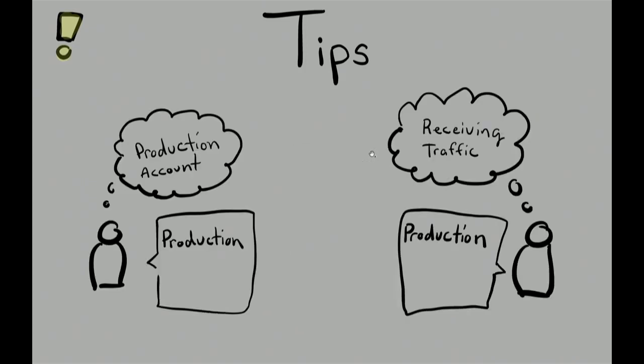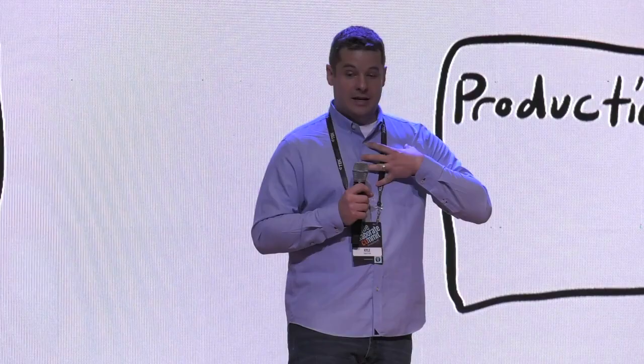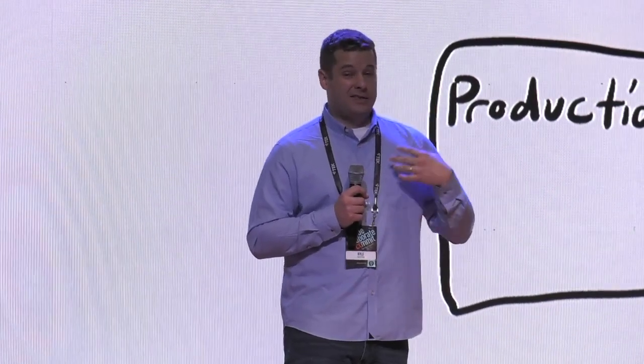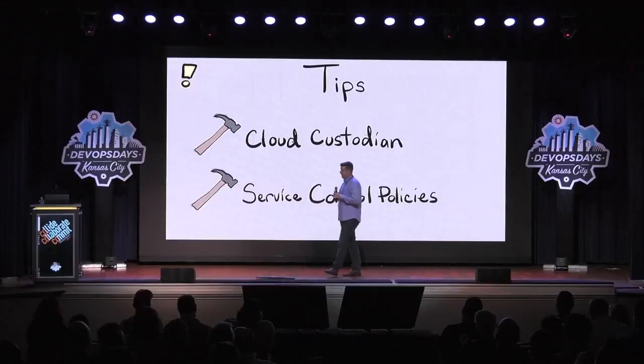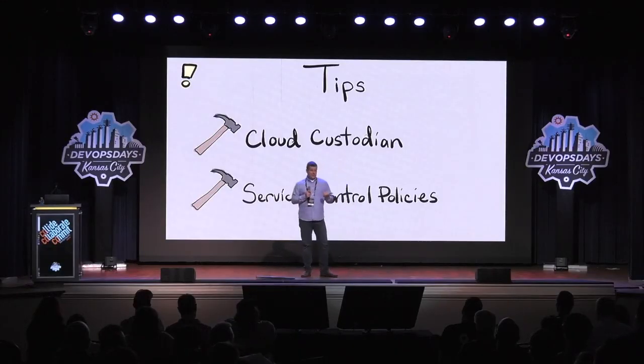Make sure that you understand the jargon and how it is being conveyed. When I say this production server, that could mean something completely different to an auditor. I could think it is a production account. They could think it is something that's receiving traffic. Understand those things. Leverage the tools that are out there. I've had really good luck with Cloud Custodian for auto remediation, and then service control policies for blocking things at the org level.